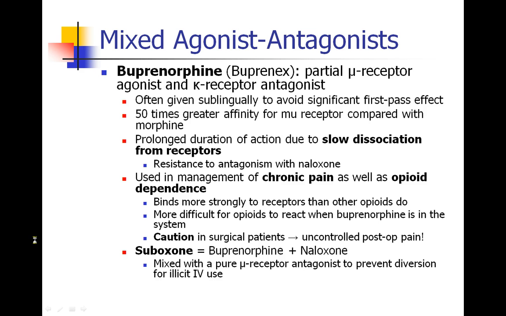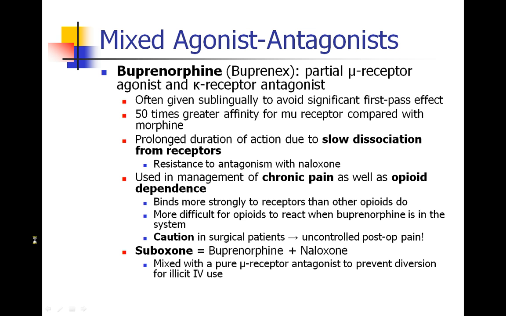It works for such a long time because it dissociates very slowly from the receptors. The drug also can't be antagonized very well with naloxone for the same reason. It binds so tightly to that mu receptor that nothing else can really compete it away. Buprenorphine has been used for patients who have chronic pain. It's been used for patients who have opioid dependence and have a history of opioid abuse. It binds much more strongly to the receptors than other opioids do. And if they want to take heroin or their OxyContin, it won't give them any effect because the buprenorphine has bound up those receptors. This can be an issue when you have a patient who has real pain, like a surgical patient, and we're going to speak about that in just a moment.